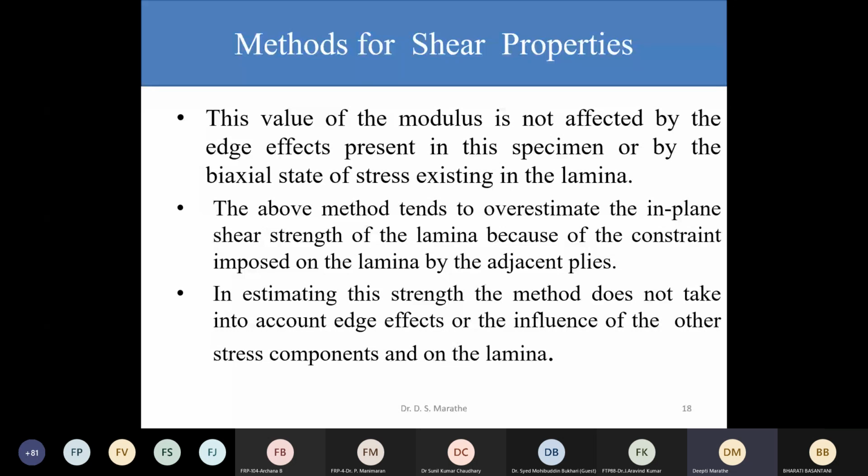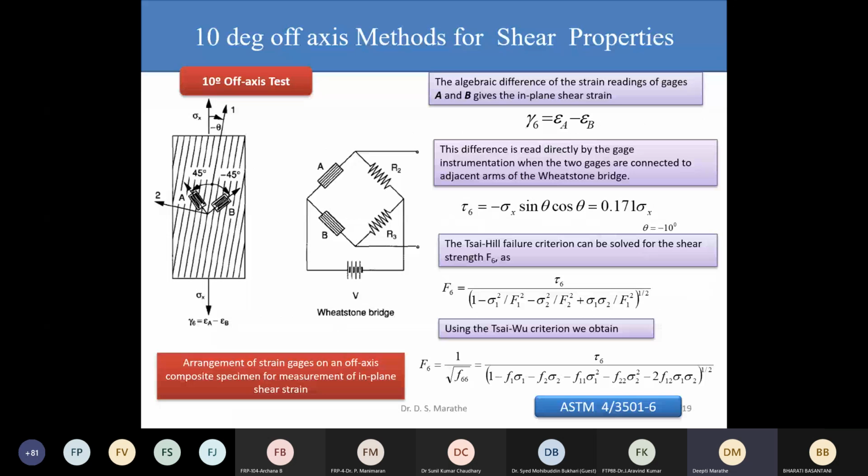Now, similarly, I do one more test, which is again an off-axis tension test. Again, I make a lamina with a 10-degree fiber angle.